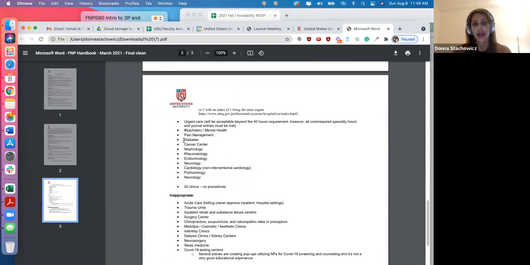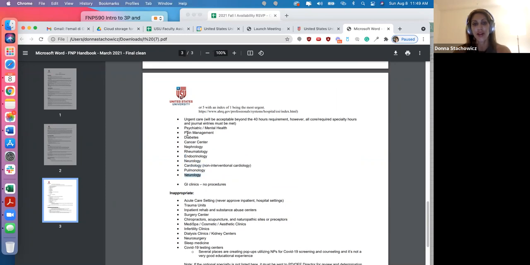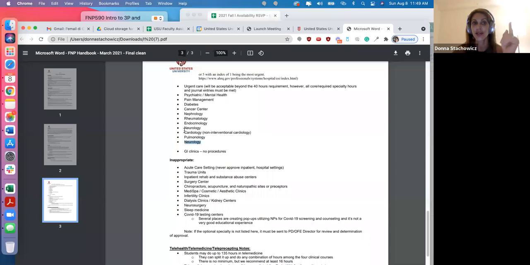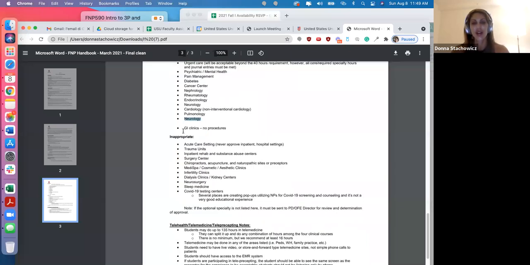Psych, pain management, diabetes, and again, these are all outpatient. Cancer center, nephrology, rheumatology, endocrinology, neurology, cardiology, pulmonology, GI clinics, but no procedures. So no colonoscopies, no surgery.